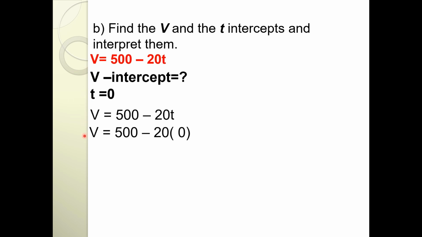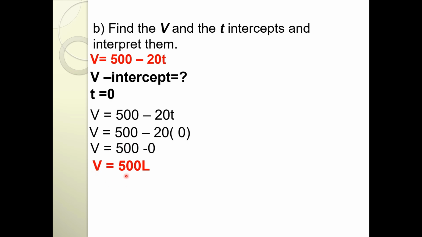We have V is equal to 500 minus 20 multiplied by 0. Because we are asked to solve for the V-intercept, sinet natin ang T sa 0. Simplifying this further, we have 500 minus 0, because 20 multiplied by 0 is 0. And then, V now is equal to 500 liters. Ibig sabihin, ang value ng ating V-intercept is 500 liters.